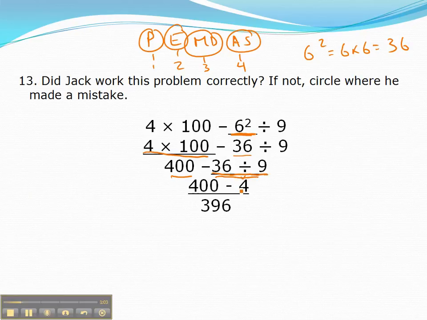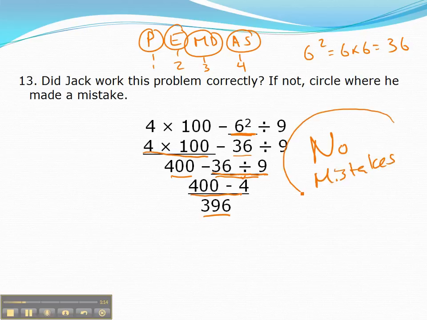36 divided by 9 is 4. And then he rewrote the rest, 400 minus 4, and 400 minus 4 is 396. So he made no mistakes. If we found a mistake, we'd circle it and describe what the mistake was.